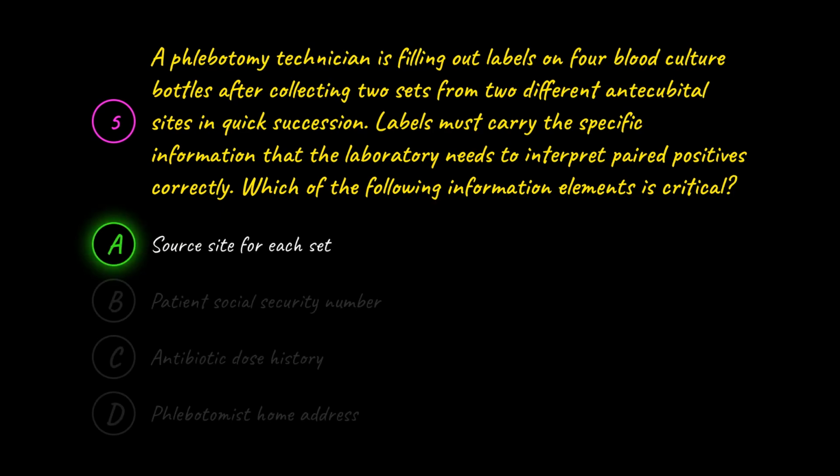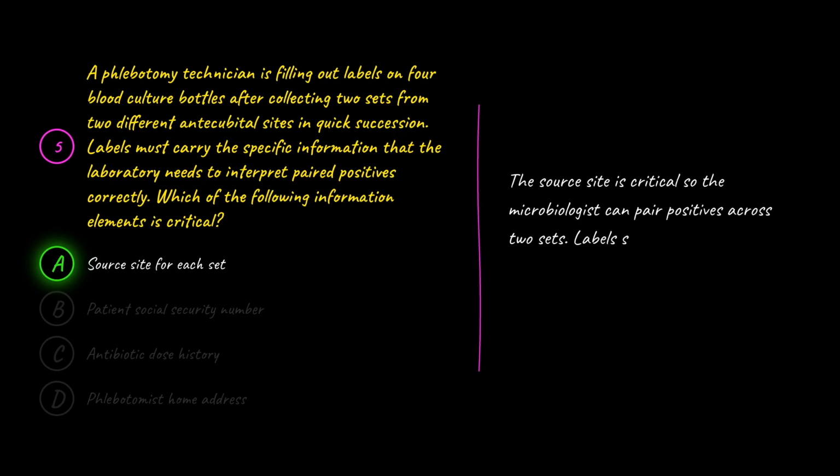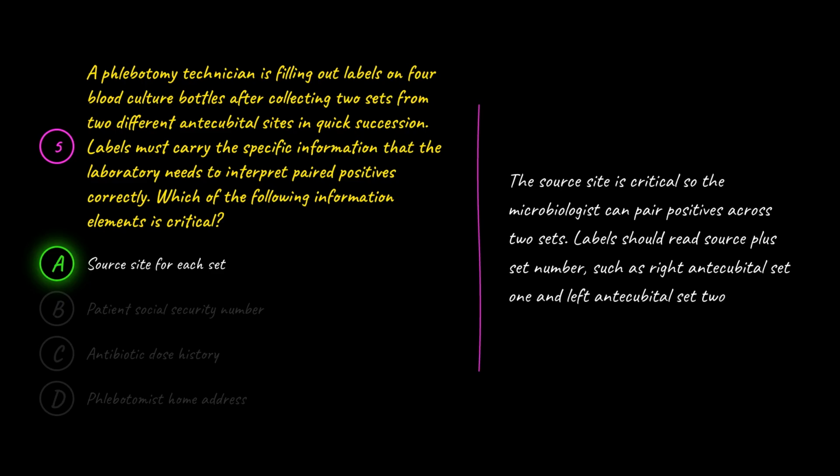The correct answer is A. Source site for each set. A is correct because the source site is critical, so the microbiologist can pair positives across 2 sets. Labels should read source plus set number, such as antecubital set 1 and left antecubital set 2, written clearly.